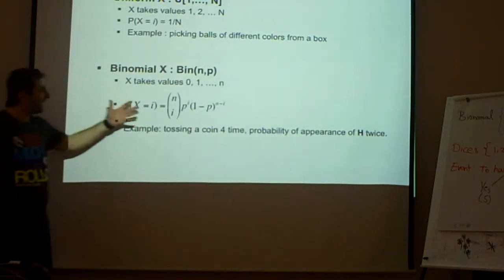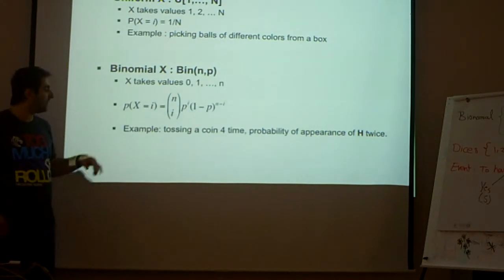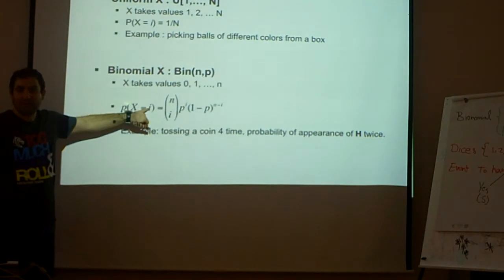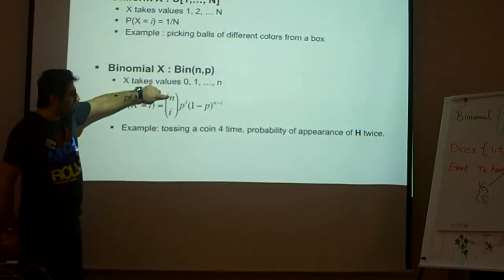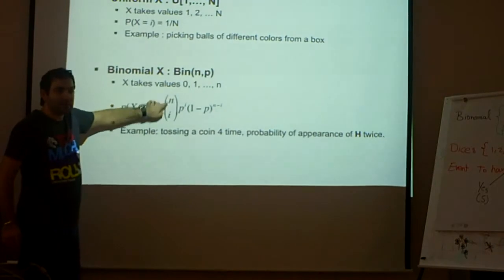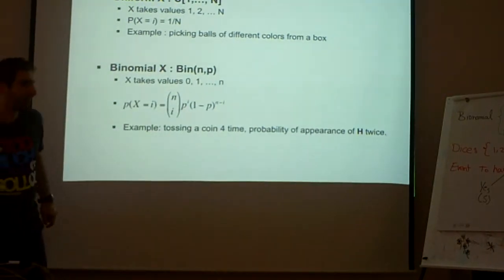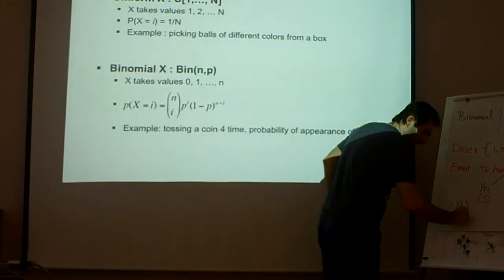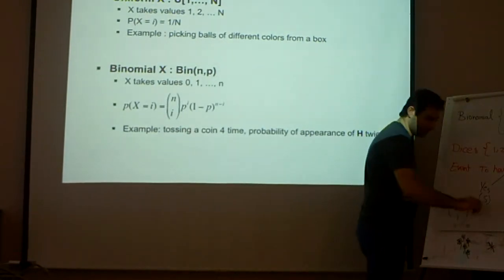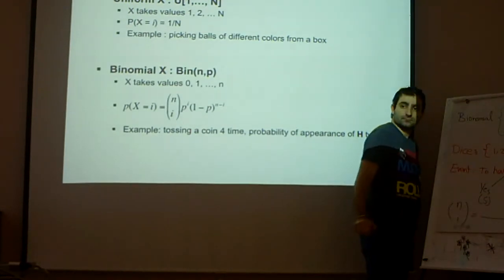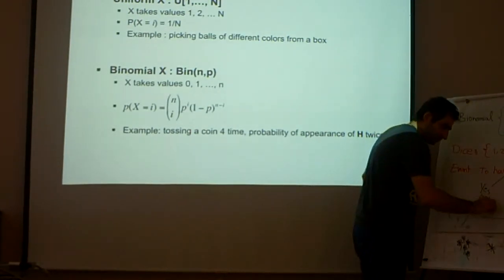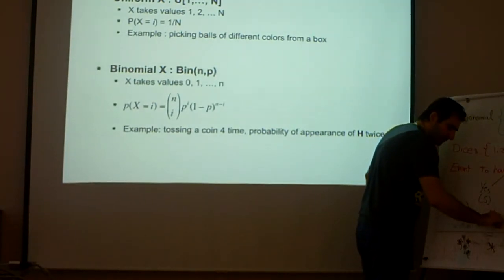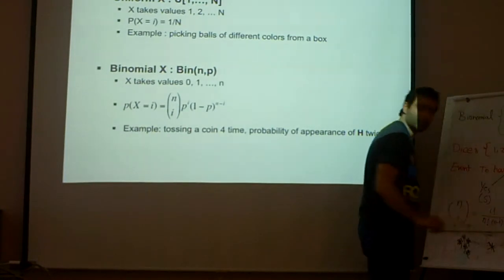Now, how can we calculate the probability of, let's say, i successes happening? It is n over i. Do you know what this is? The combination formula? Do you remember it? n i, the combination of n and i, is? What is that? It is n factorial divided by i factorial times n minus i factorial, right?